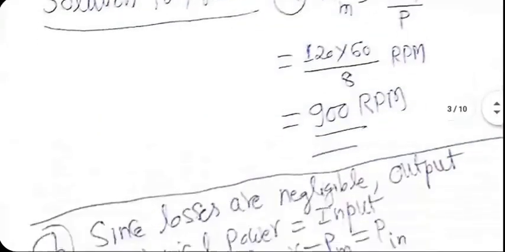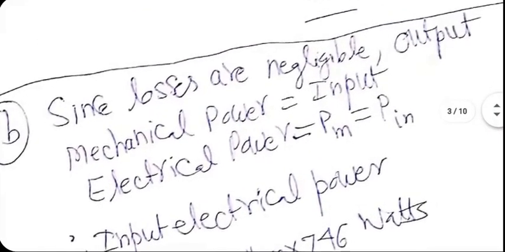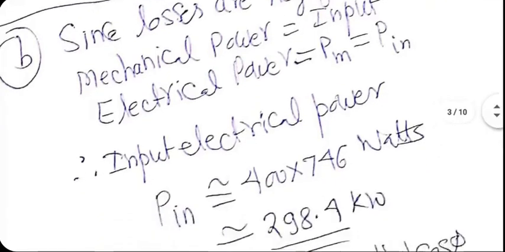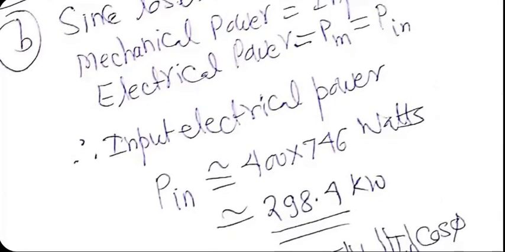Now we will need the equivalent circuit for sure. Because mechanical losses are negligible and iron losses are also negligible, the total mechanical output power will be exactly the same as total electrical power. And input electrical power is the same as output mechanical power, which is 400 horsepower. So 400 into 746 watts, which gives you 298.4 kilowatt. That's the input electrical power because the losses are zero.